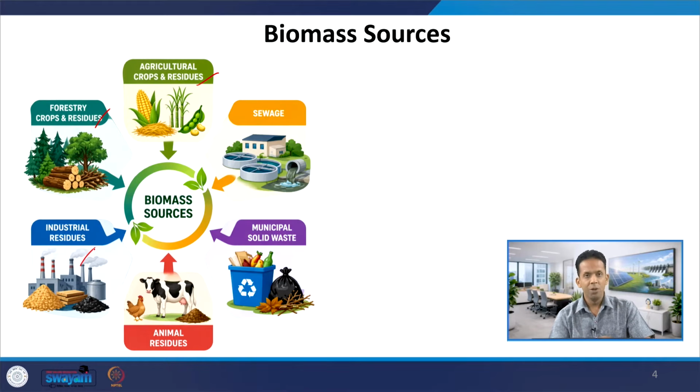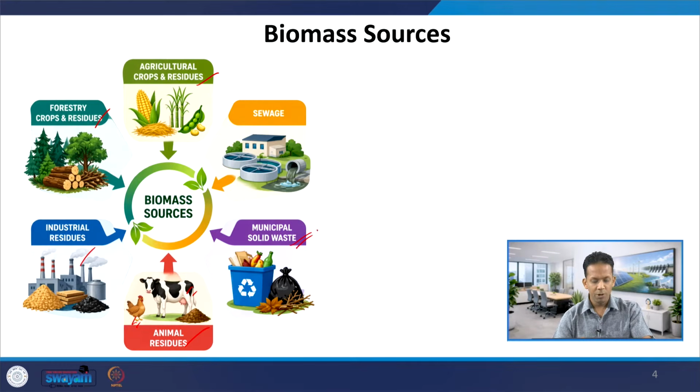Industrial residues, mainly food processing industries or the mills like rice mill, sugar mill, will also supply biomass. Animal residues, here it's not about living organisms, but mainly the excreta of animals such as poultry farm or dairy, or even dead animals can be accounted as biomass from animal residues.